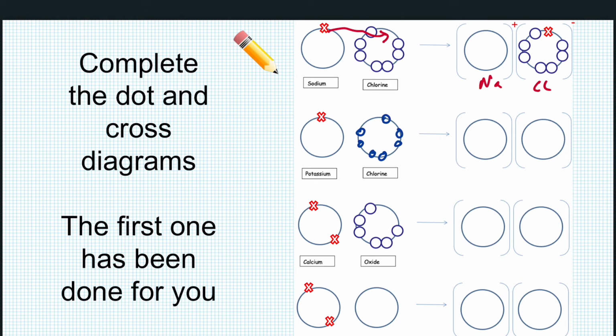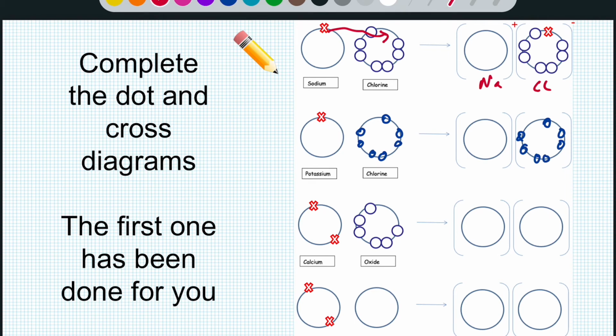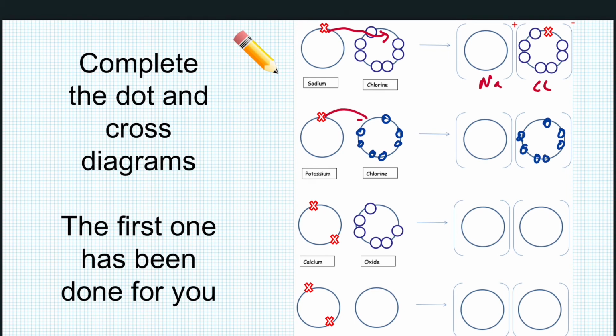So we know that's got 7 outer electrons, and we are going to draw 3, 4, 6, 7, change to red, and this electron is going to move to here. It's going to go just there. Okay.